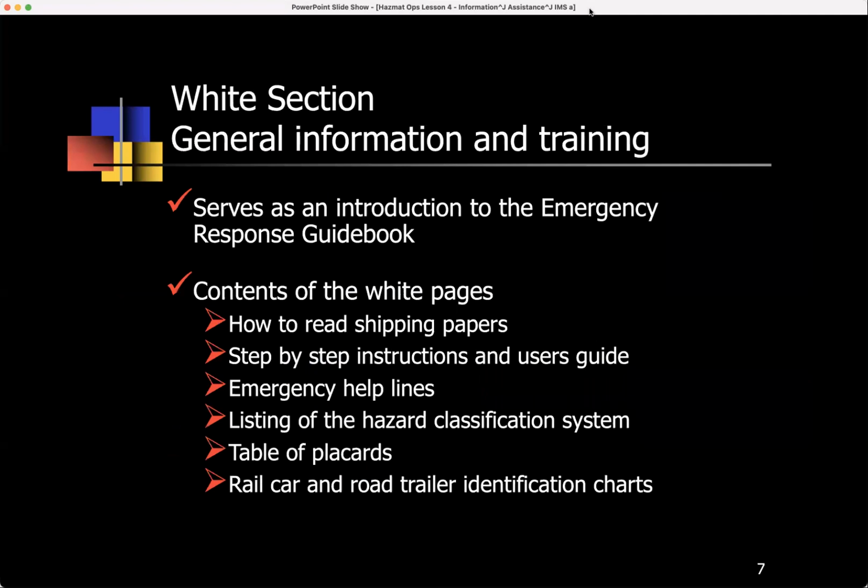So more specifically, the white section serves as introduction to the emergency response guidebook. It tells you how to read shipping papers, step-by-step instructions, and user's guide for the ERG. It lists emergency helplines. It lists the hazard classifications, that 1 through 9, if you've forgotten that. There is a table of placards. We'll talk about that. And rail car and over-the-road trailer identification charts. So if you don't remember what a DOT 407 looks like, this will help you. The white section provides that information.